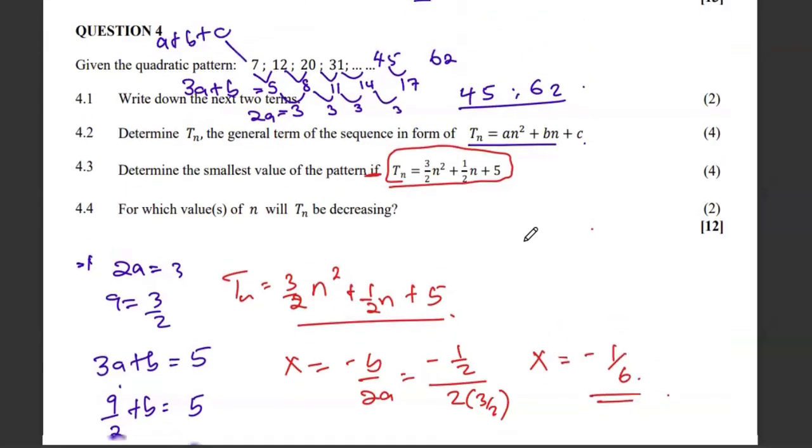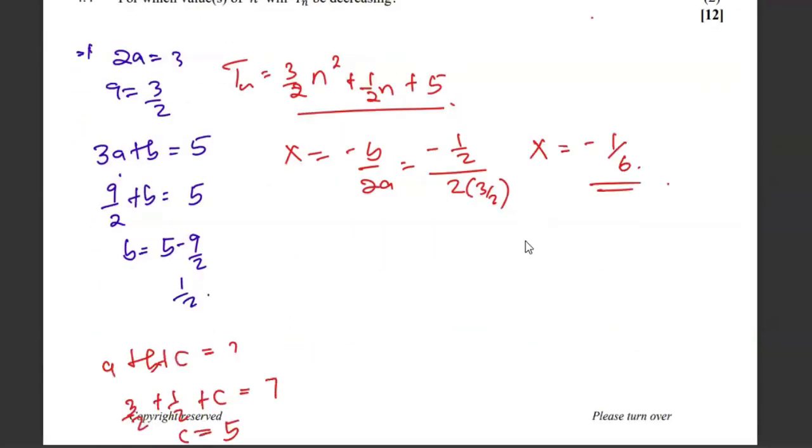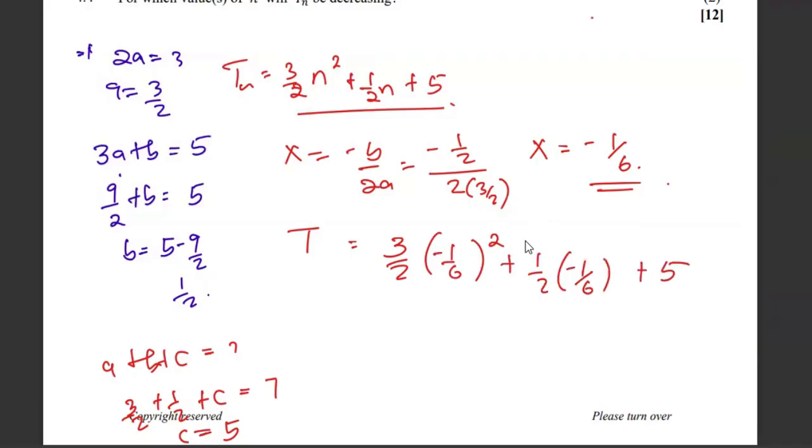Then let's do the substitution into the general term and see that 3 over 2 into negative 1 over 6 squared, plus 1 over 2 times negative 1 over 6 plus 5.